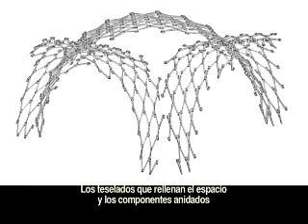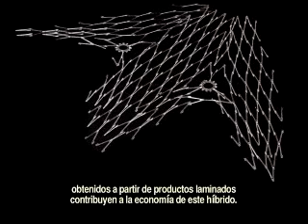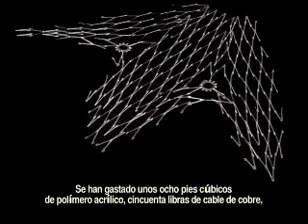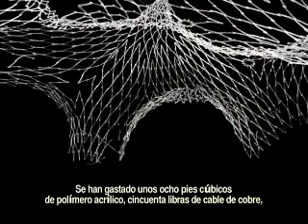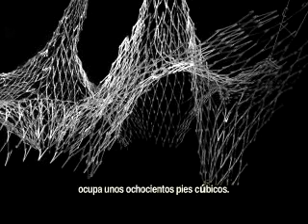Space-filling tessellations and nested components derived from sheet goods contribute to this hybrid economy. Some 8 cubic feet of acrylic polymer, 50 pounds of copper wire, aluminum sheets, and handfuls of specialized alloys are expended, while the expanded space formed from these materials occupies some 8,000 cubic feet.